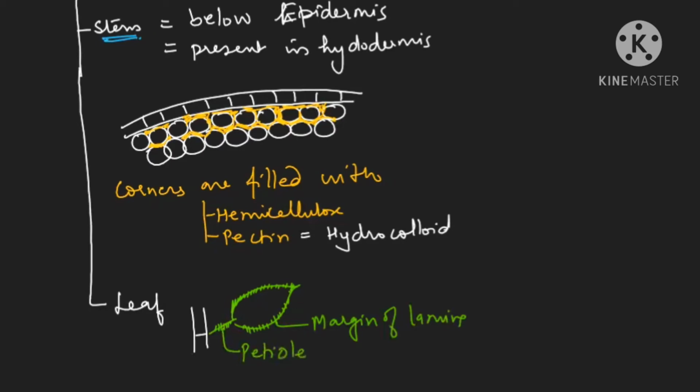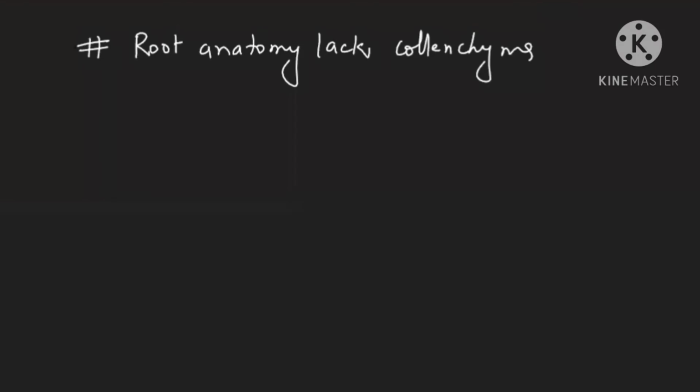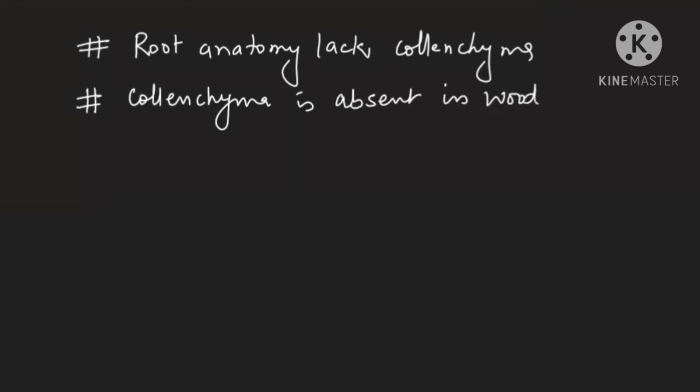So if you see, I have focused that collenchyma is present in the stem, it is present in the leaf, but collenchyma will not be seen in the root system. Root anatomy will lack collenchyma. Now, if suppose the dicot plant has gone for secondary growth, then also collenchyma will disappear. The collenchyma is absent in the woody plant. Woody plant means those plants which have gone for secondary growth.